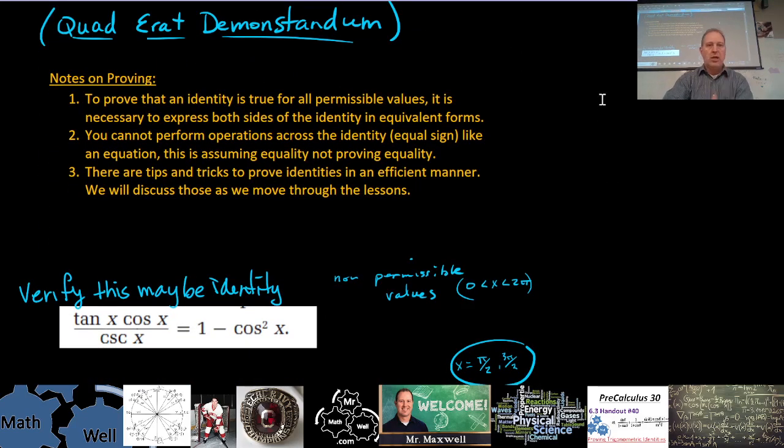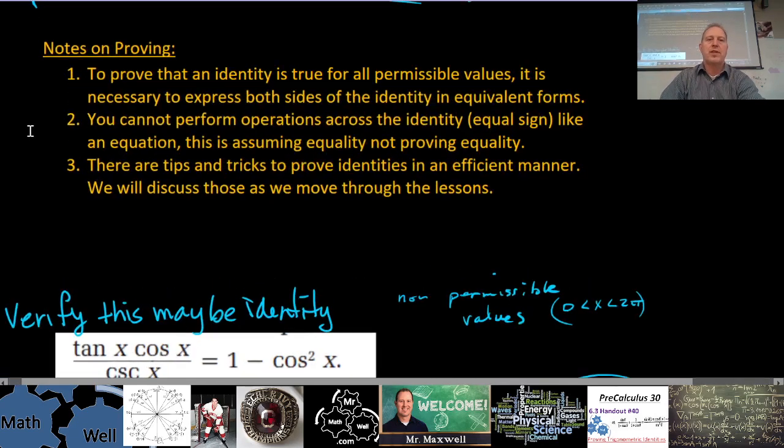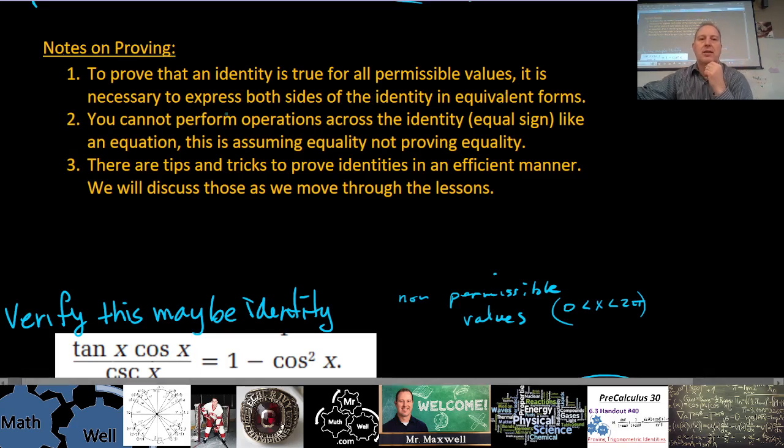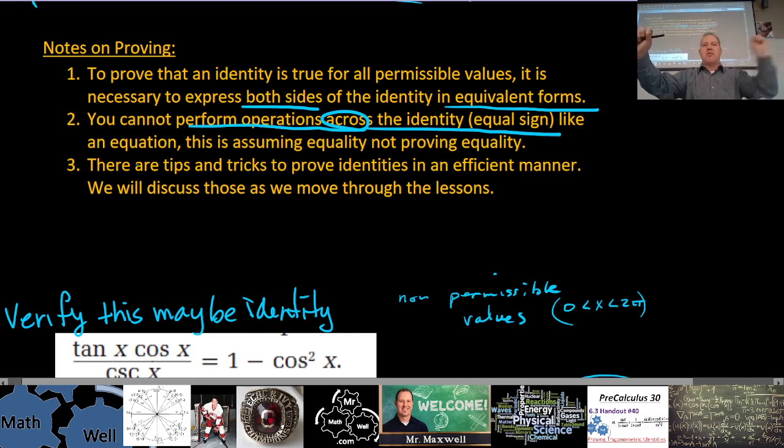All right. Notes on proving. To prove an identity is true for all permissible values, it is necessary to express both sides of the identity in equivalent forms. That's what we just did. Again, remember, you cannot perform operations across the identity or equal sign. You can't assume it's equal to prove it's equal. That's like canceling a sine from both sides and saying, oh, they're gone. You can't do that.